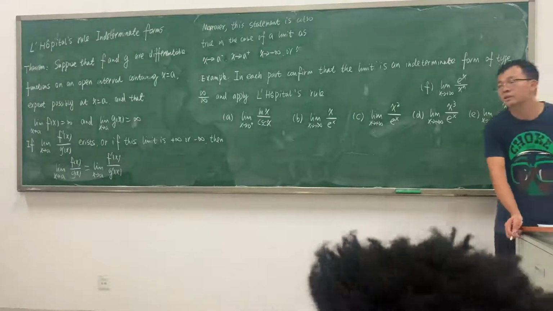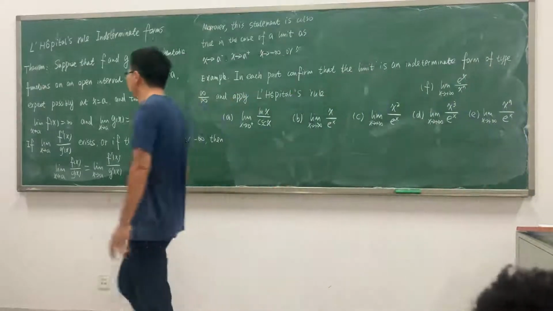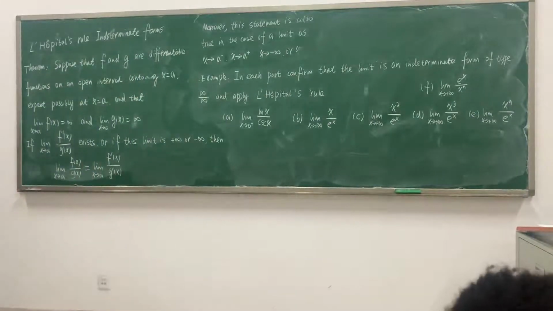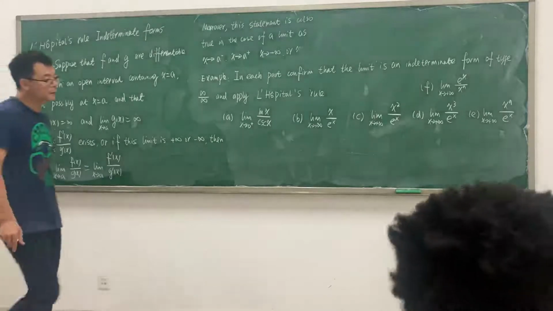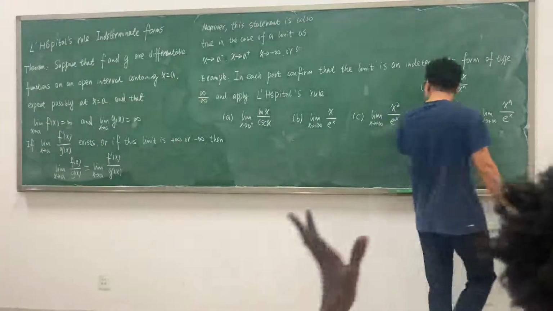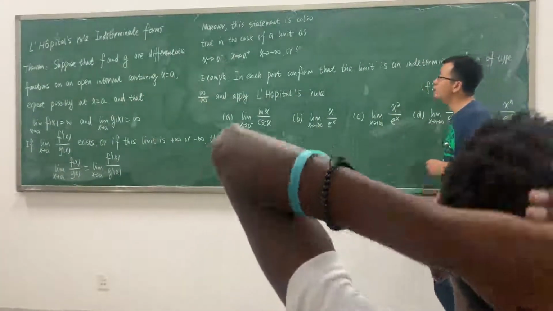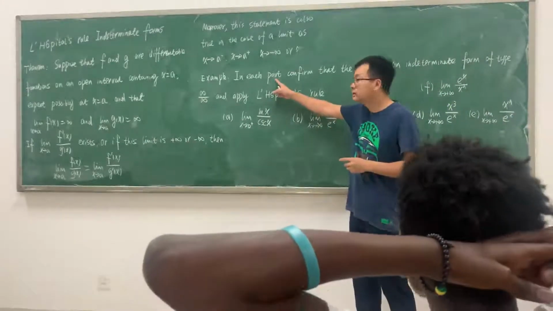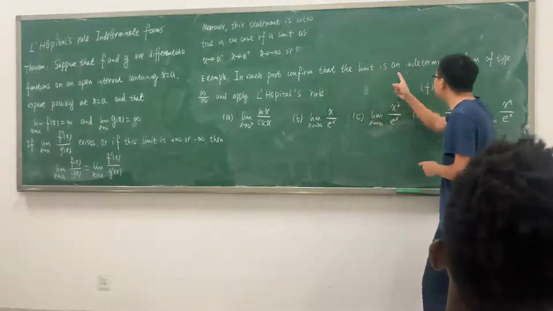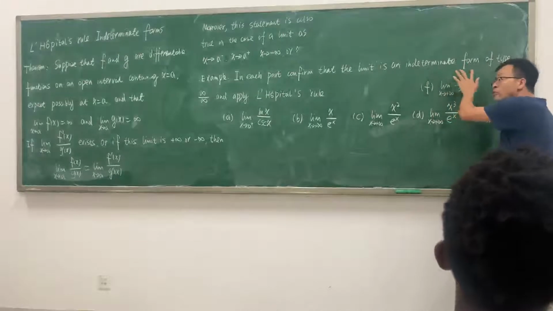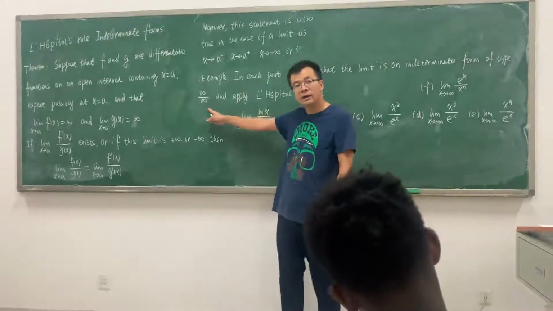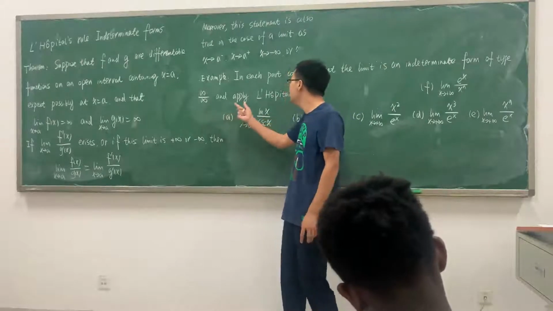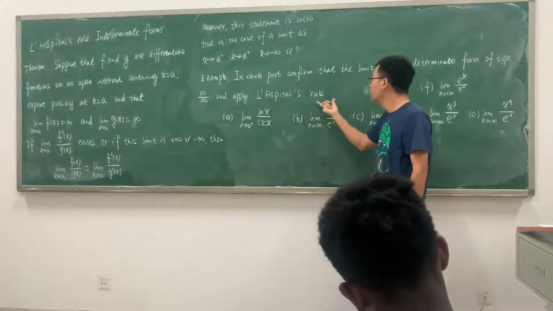Okay, now let's begin. Here, let's see an example. In each part, confirm that the limit is an indeterminate form of type infinity by infinity, and apply L'Hopital's rule.